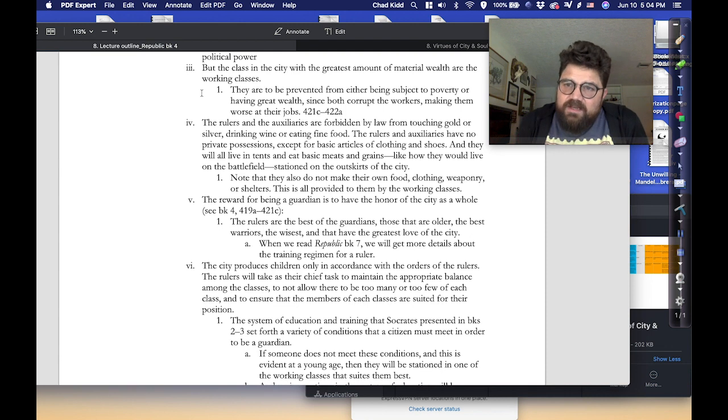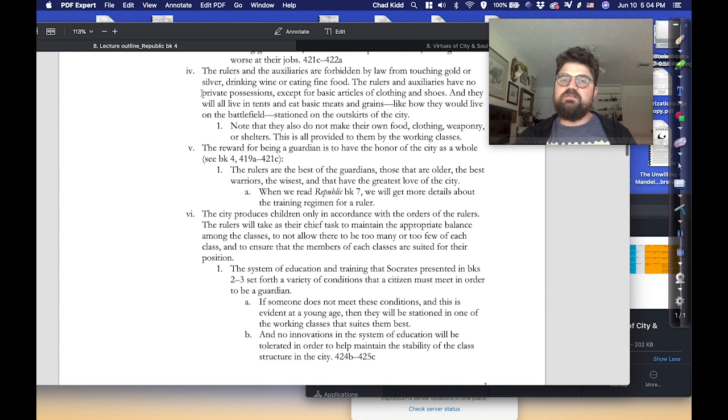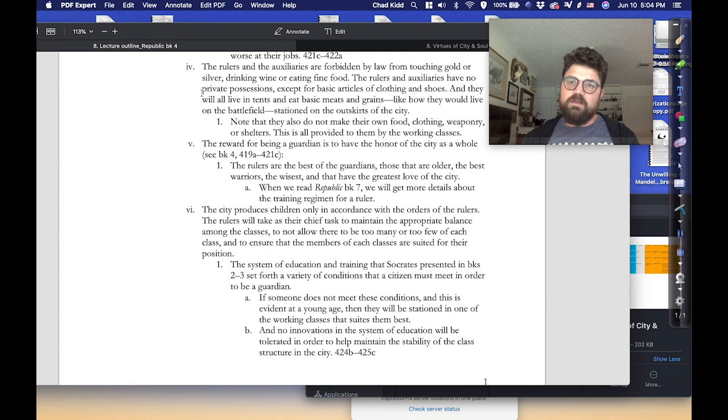But he does say that these classes will be prevented from either being subject to poverty or to having great wealth, since both of these corrupt the workers. The rulers and the auxiliaries, on the other hand, will be, materially speaking, the poorest classes in the city. The rulers and the auxiliaries, Plato says at the end of Republic Book 3, which is a portion of the text that I actually included in the edited version of the Republic I've given to you in case you want to look at it, are forbidden by law from touching gold or silver.